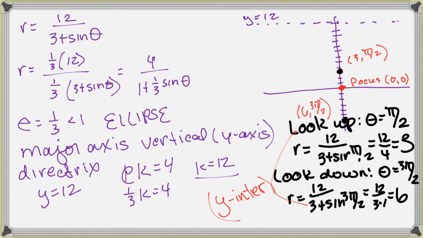So the x-intercepts are going to come from looking left and right. Now, these are not the vertices. The vertices are only on the major axis. But for the x-intercepts, let's look right.